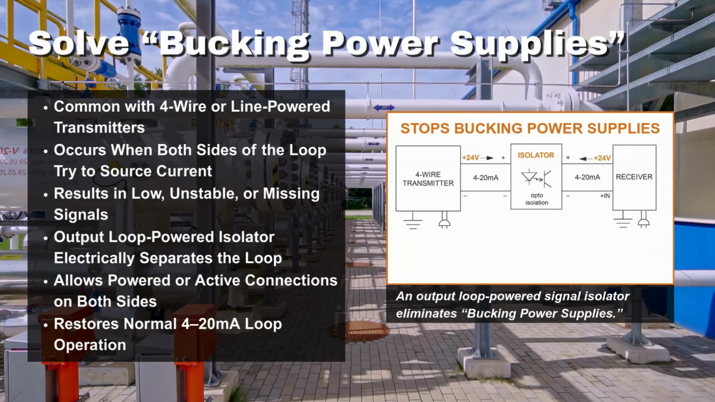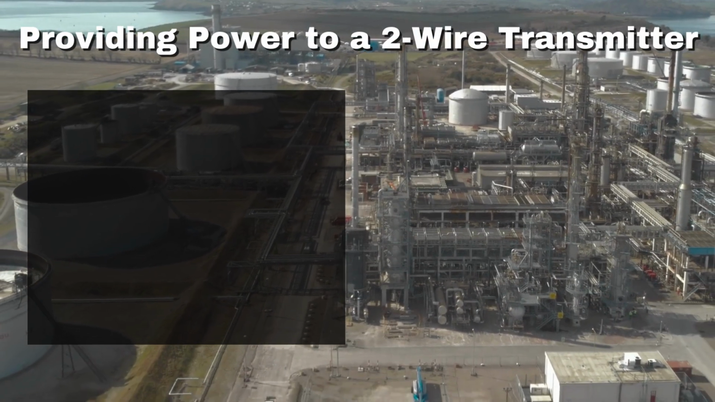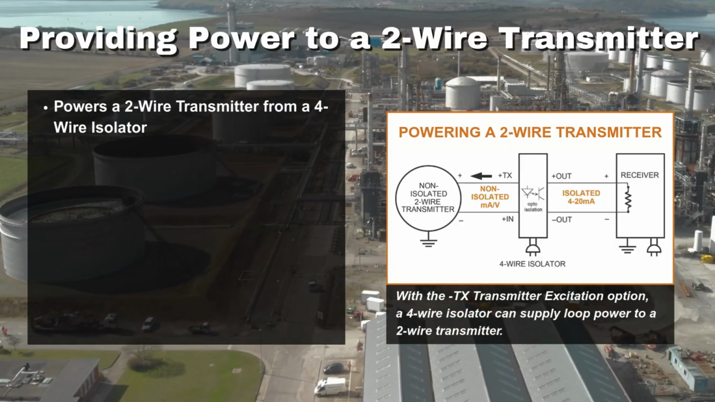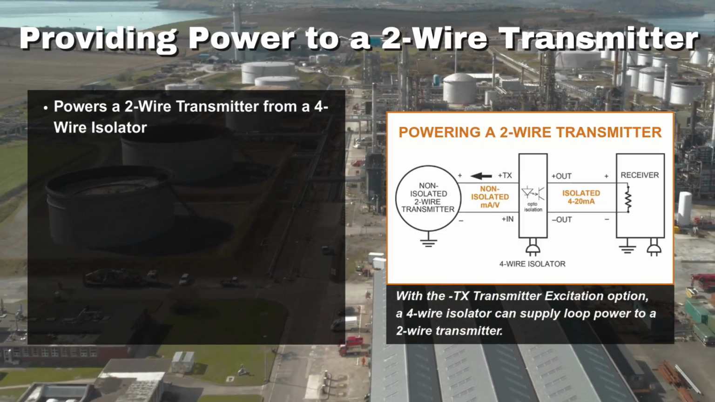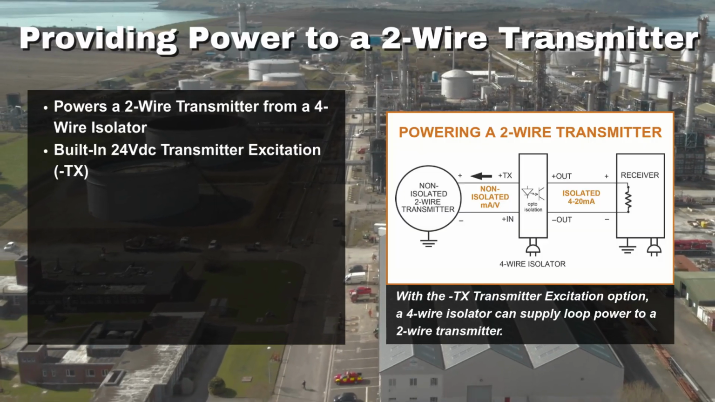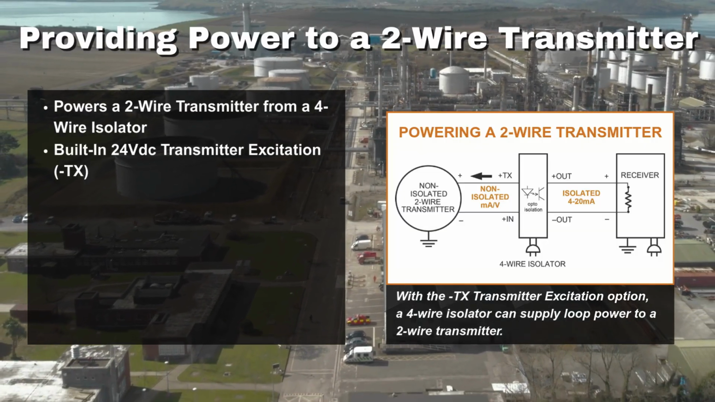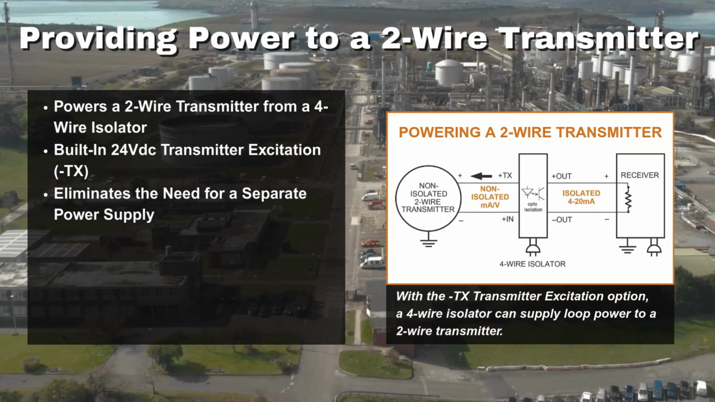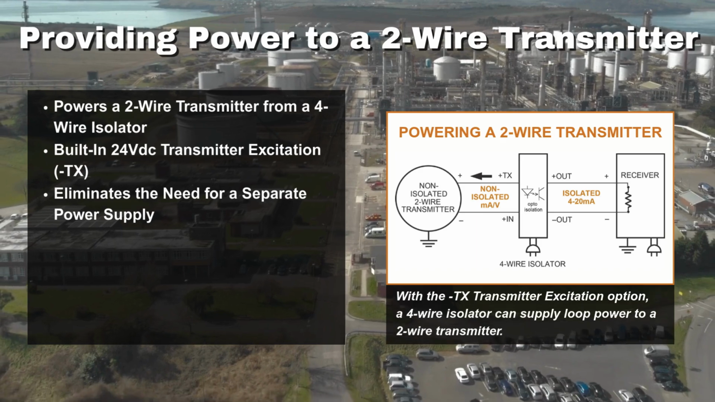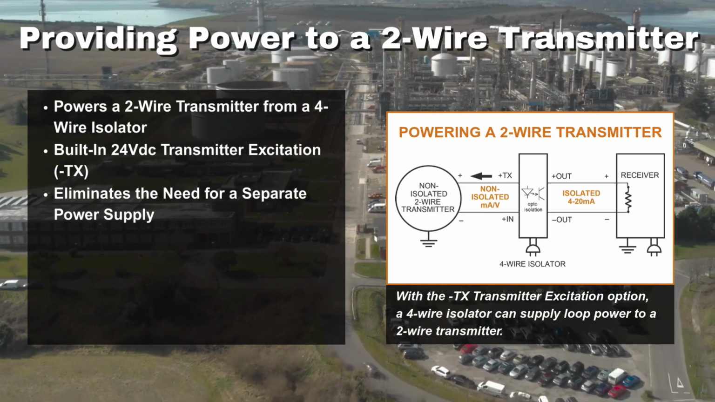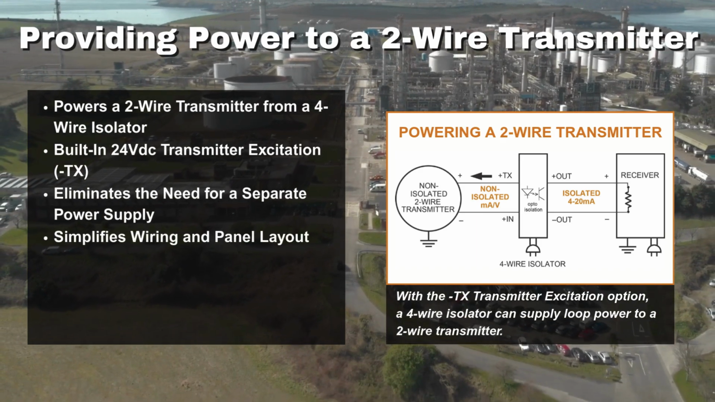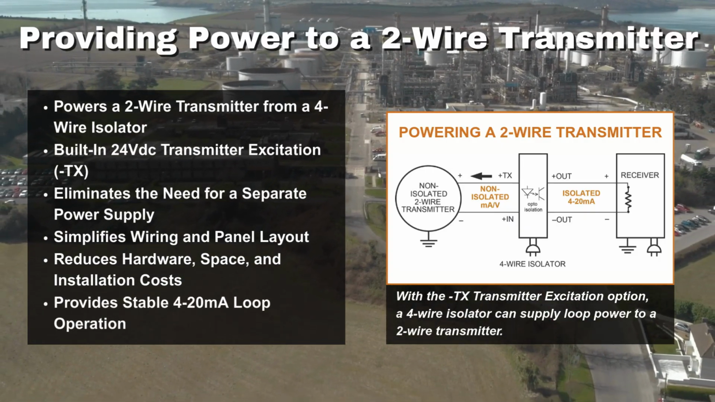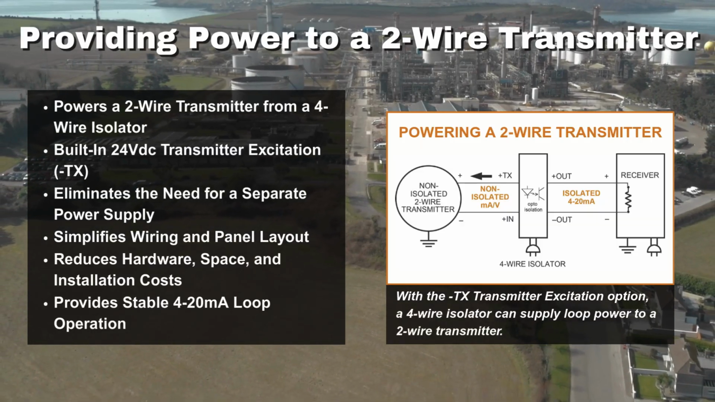In many applications, it's convenient and cost-effective to power a two-wire transmitter directly from a four-wire signal isolator or converter installed in the loop. This approach is known as transmitter excitation, or TX. The isolator provides a built-in 24-volt DC power supply, eliminating the need for a separate instrument power supply. By combining signal isolation and transmitter power in a single device, transmitter excitation simplifies wiring, reduces panel space, and lowers overall system cost, while still delivering a stable, reliable 4 to 20 milliamp signal to the control system.